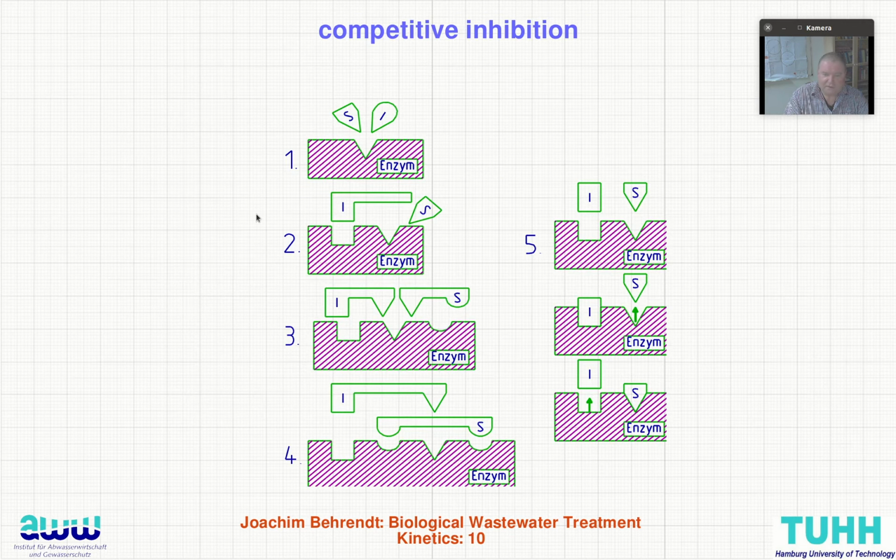But finally, this is the easiest and poorest way, but life is more complicated. Many things may happen. In this case, maybe our process can be inhibited by an inhibitor. And there are different types of inhibition important in wastewater treatment. One is competitive inhibition.